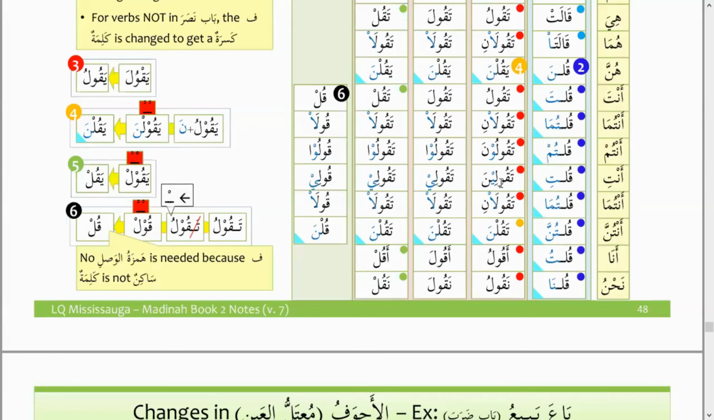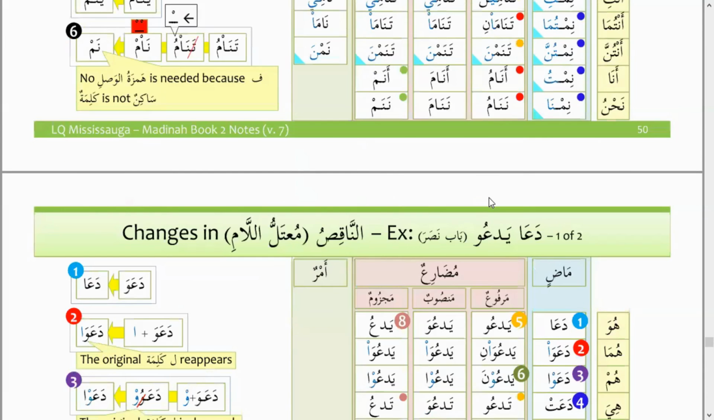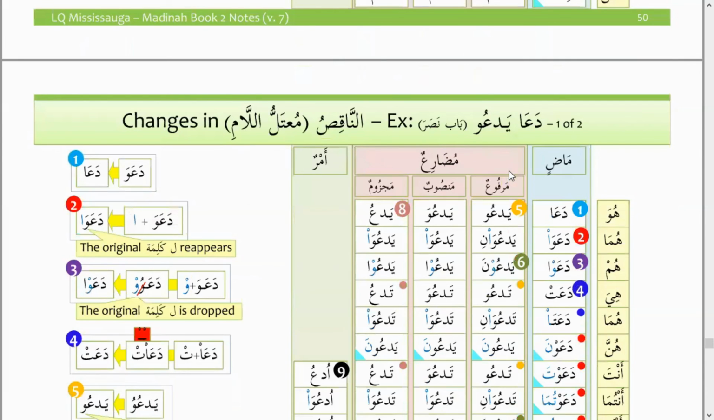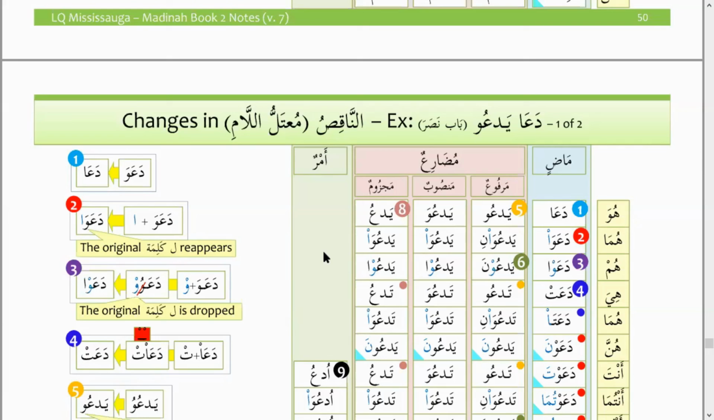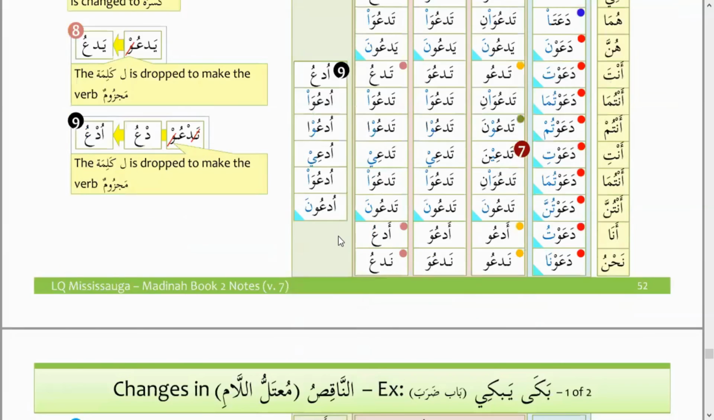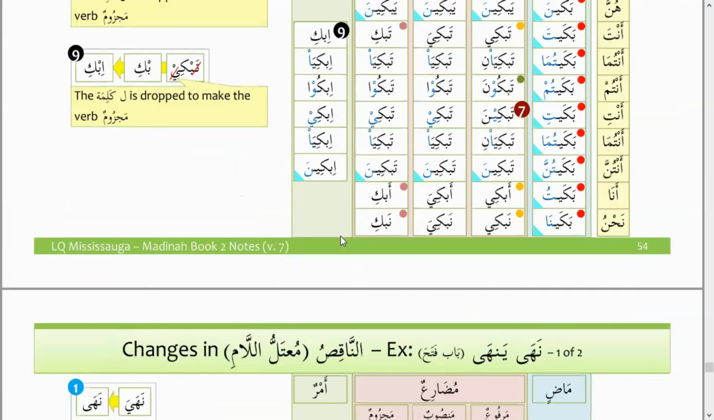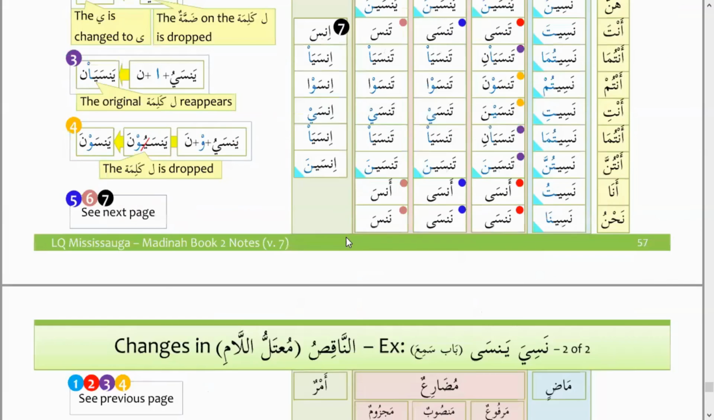So inshallah, we will speak again and again about this, but I want to introduce you to this mu'tal al-lam. So tomorrow, that's what we'll focus on. Mu'tal al-lam, because this requires so many changes. There's so many changes. And we'll try to understand this tomorrow. Naqis, inshallah ta'ala.